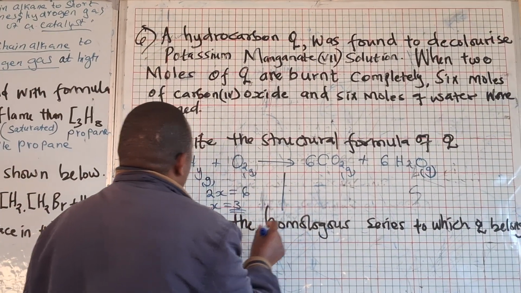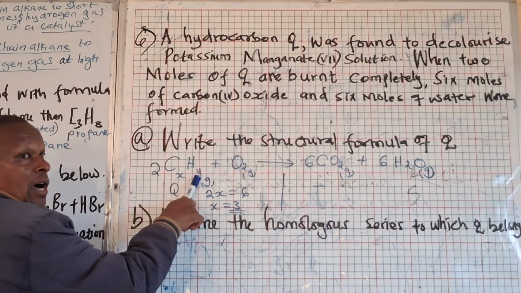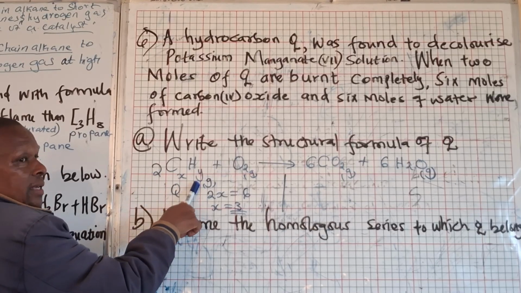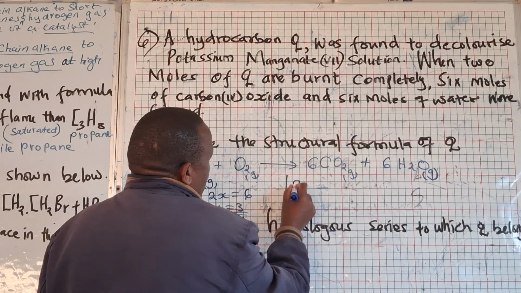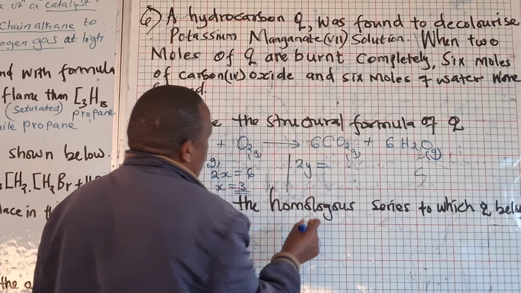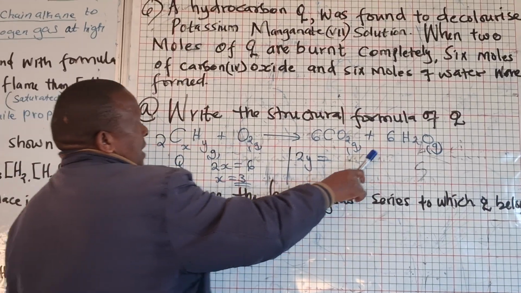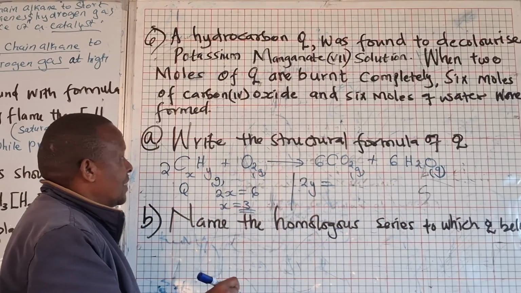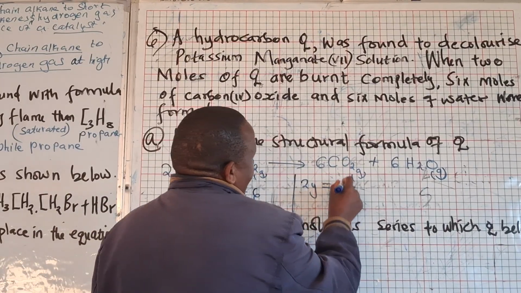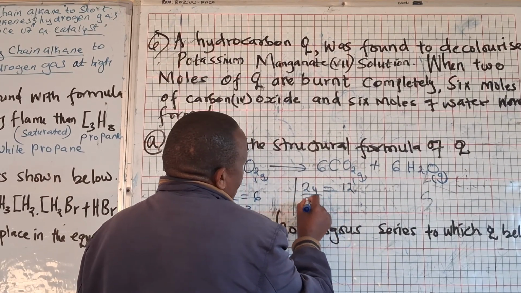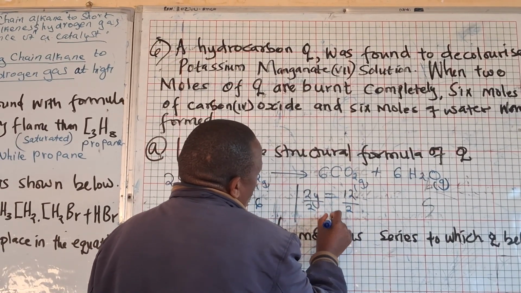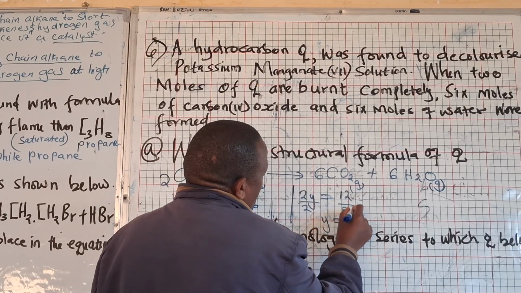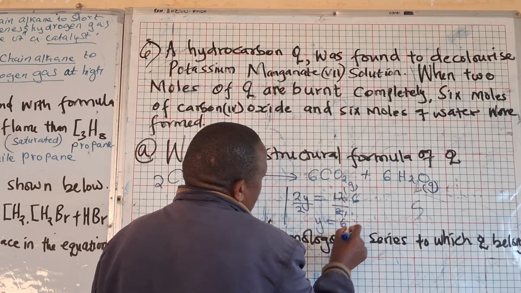Then we move to the next one. We want to know the value of Y. 2 times Y, 2Y. 2Y is equal to, let's look at hydrogen here, 6 times 2, 12. So you divide by 2. Y is equal to 12 divided by 2, 6. Y is equal to 6.